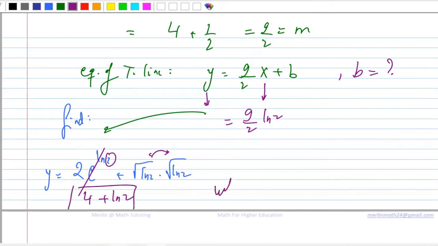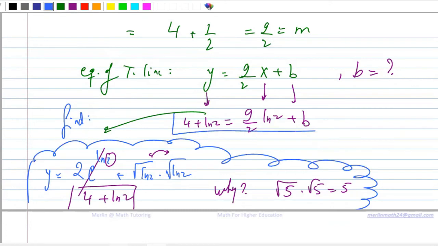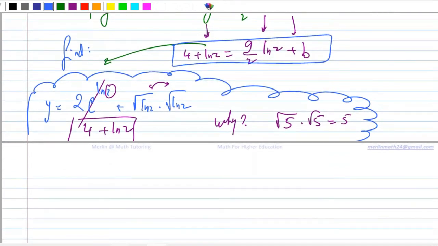If you have a question why: because radical 5 times radical 5 is 5 back, which is radical 25. For that reason, it's 5 back. Anyhow, the y is 4 plus ln 2, and this is b. So let me put this in part because that is a calculation, but that is the actual problem you have here. Isolate b: the b would be 4 plus ln 2 minus 9 over 2 times ln 2.